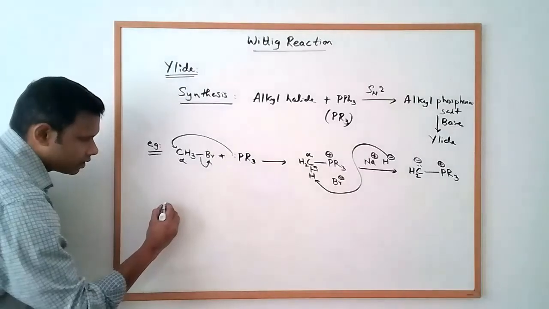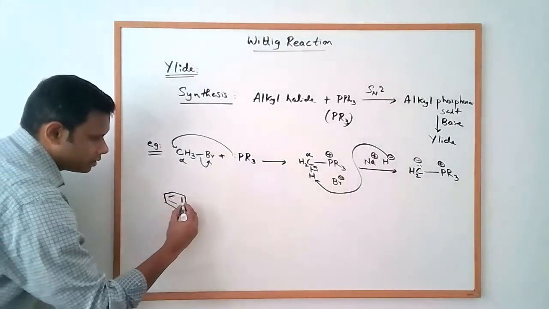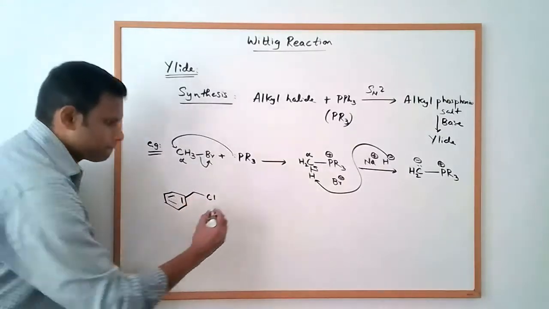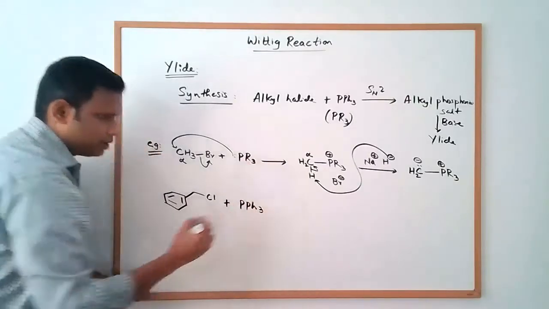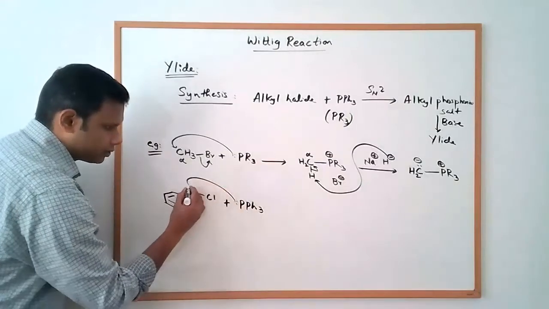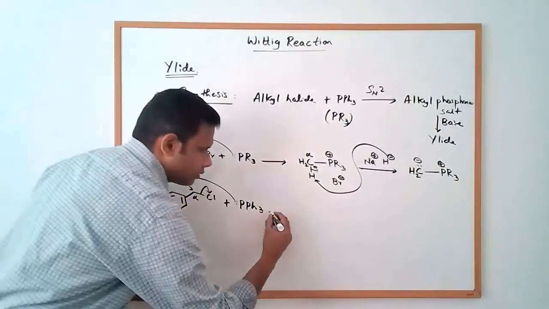What if we started with, let's say, a benzyl-containing group? Let's say we had benzyl chloride, and let's use a specific phosphine, PPh3. The phosphine is going to come and attack. That's your alpha carbon. The chlorine gets kicked out.